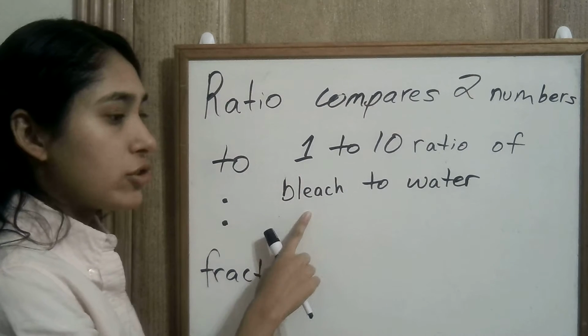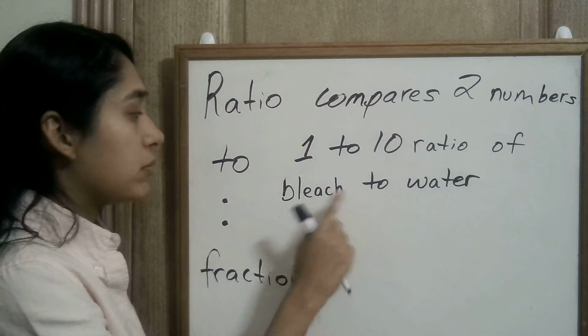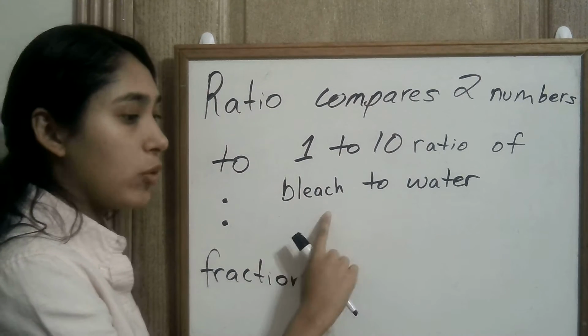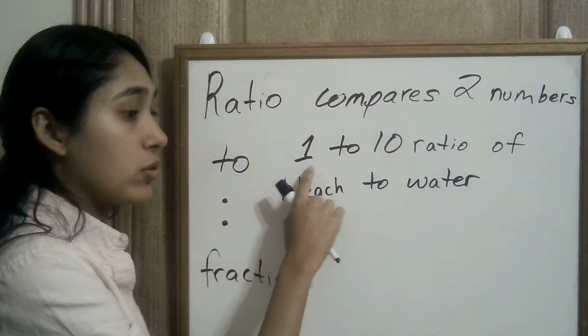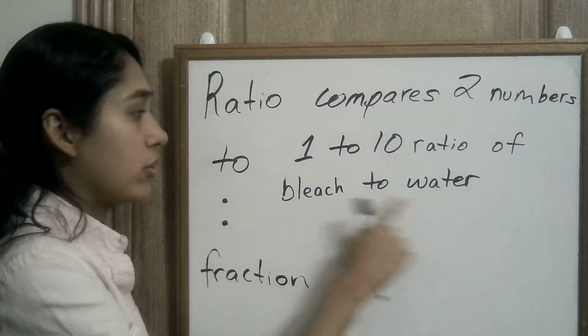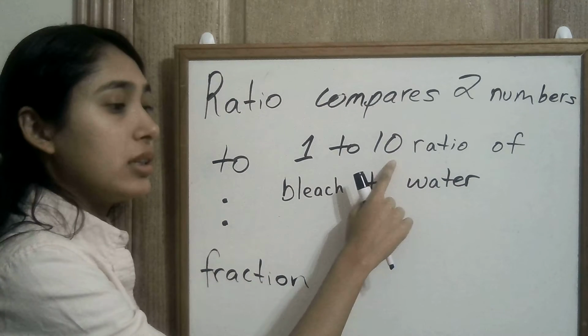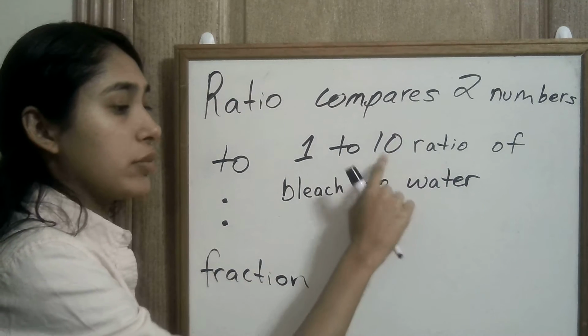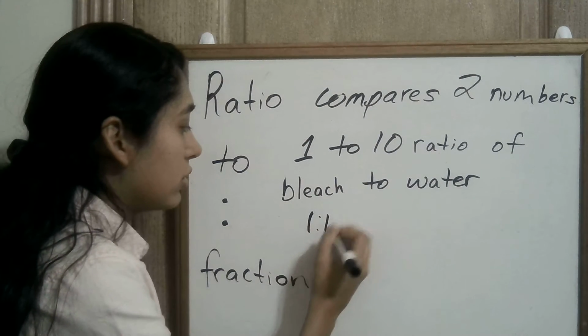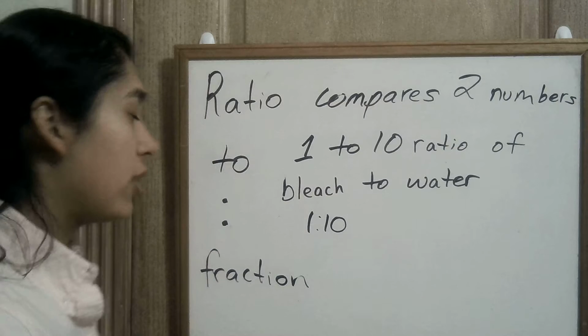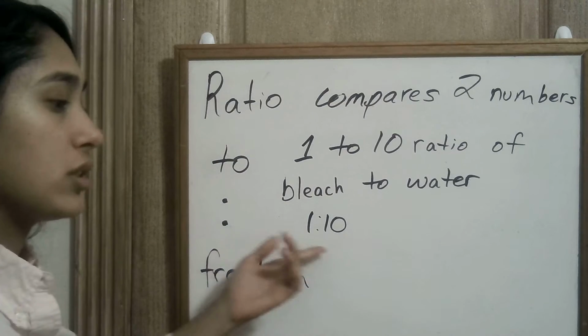So it's bleach, since it's the name or the label that comes before the word to, it's going to be the one also in front over here in the ratio. Water, we know it's going to be equivalent to the number 10. Also, if someone writes it out like this, if you go ahead and say it out, it means 1 to 10 ratio.